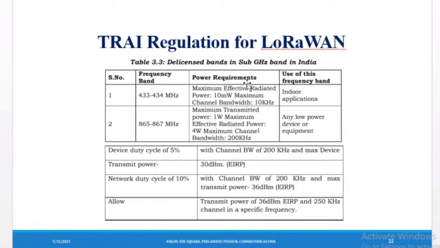Then what transmitted power EIRP can we use in our region? 30 dBm of EIRP. For testing purposes this is sufficient, but for deployment we use only up to 20 dBm. For testing and development we use up to 30 dBm of EIRP. These are the frequency channels and EIRP which the LoRa Alliance got approved by TRAI itself.